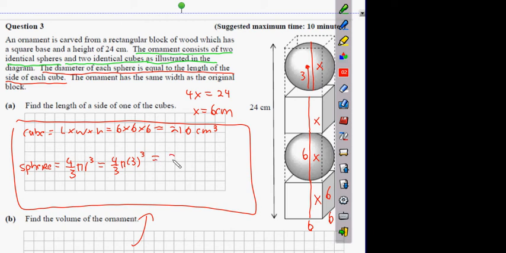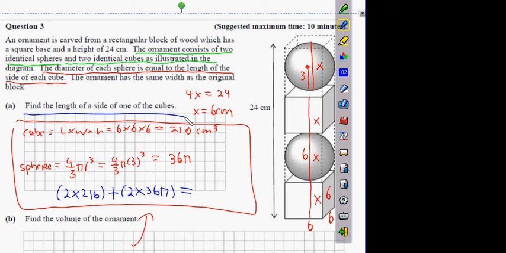36 pi. Now, guys, we have two cubes and we have two spheres. So we multiply them both by 2. 2 multiplied by 216 plus 2 multiplied by 36 pi. Does it say the answer should be in terms of pi? No, so just put it in decimals. And what do you get when you put that into the calculator?